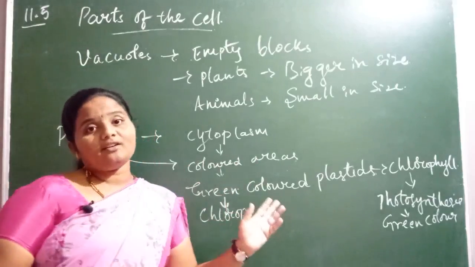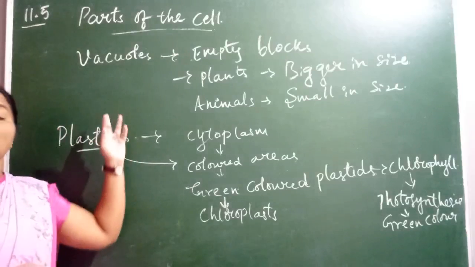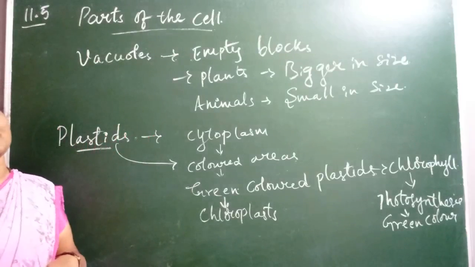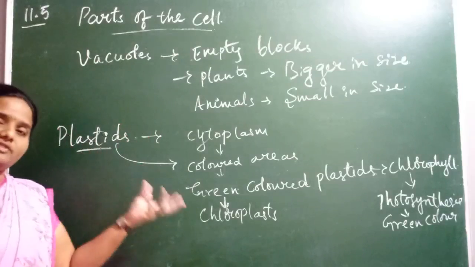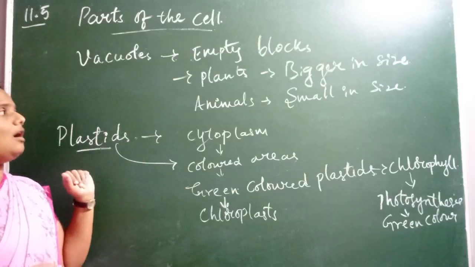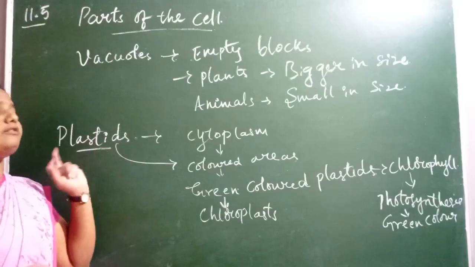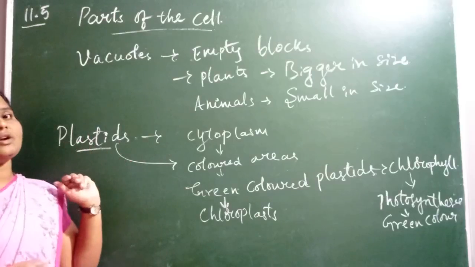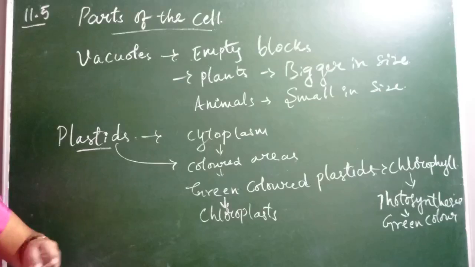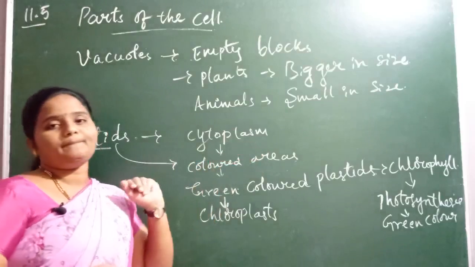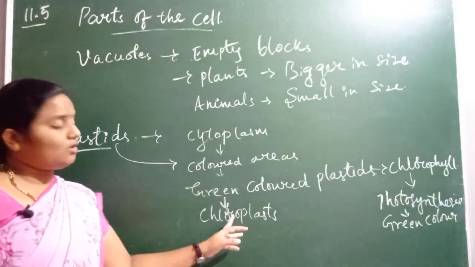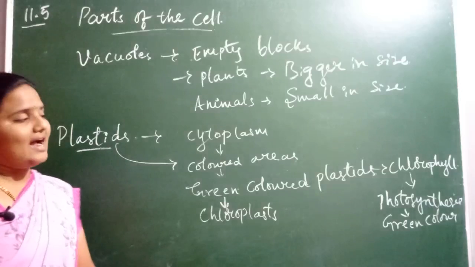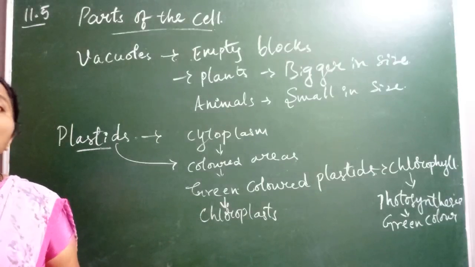And along with that we have the nucleus, vacuoles and plastids. Vacuoles are empty structures which we find bigger in plants. Their main function is to store food material. Plastids are scattered areas which we find in the cytoplasm, and it contains what? The green colored plastid we will call what? Chlorophyll, and it is helpful in photosynthesis.